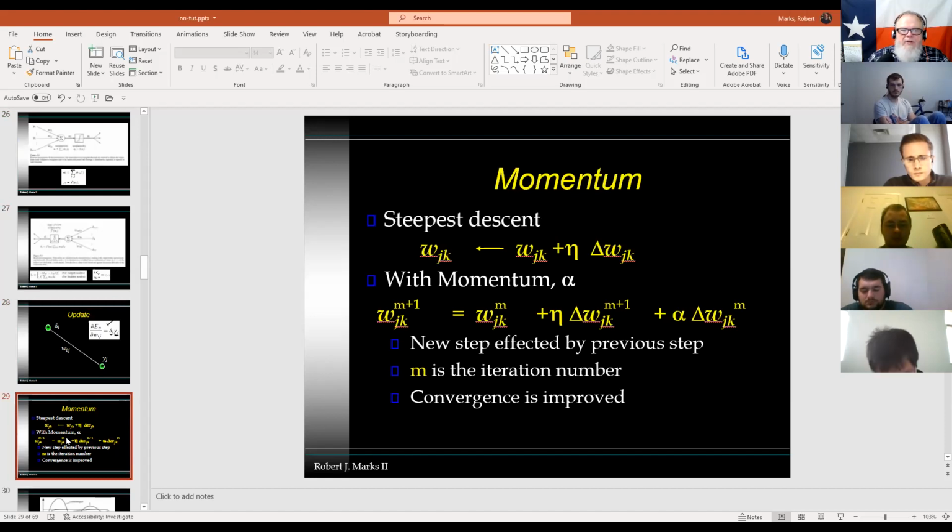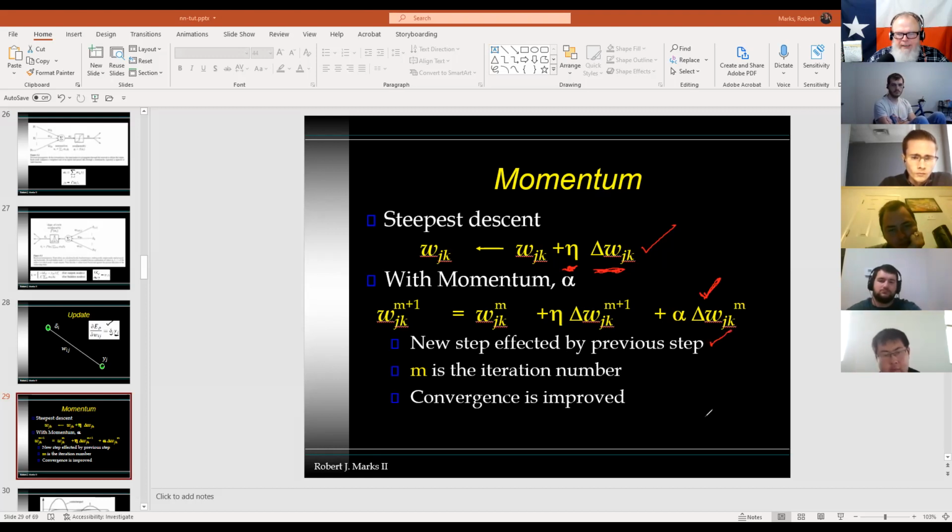Now, there are some problems associated with it, one of which is overshoot, if you will. This is steepest descent that we have here, where the weights are updated by the step size. Don't forget that we have the step size times whatever the change in weight is computed to be, which is a function of those deltas and y's. And there's something which is added also, which is a momentum term. And I'll show you the importance of the momentum term. The new step is affected by the previous step.